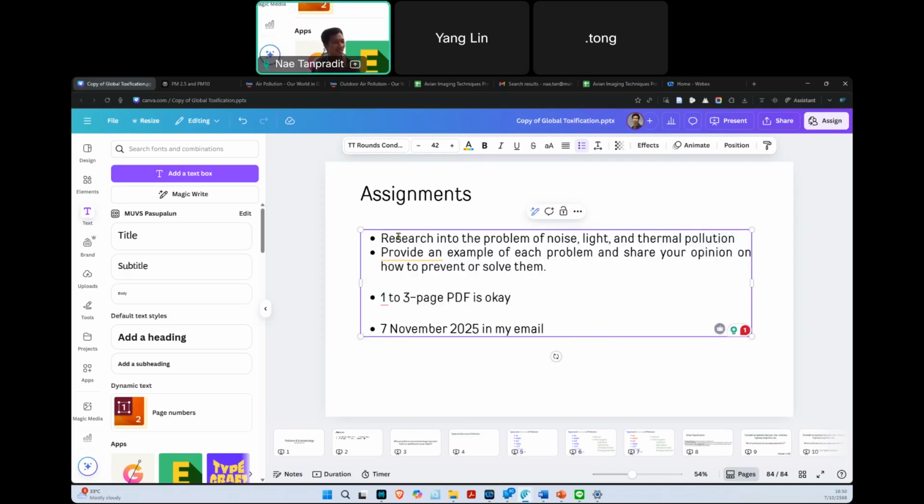Anything related to the assignment, not the money problem. Okay, so I will send the PDF again to you, rearrange it, and send the assignment also in the email. Thank you.